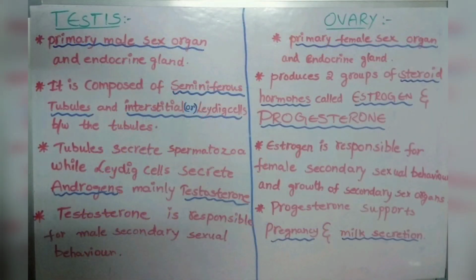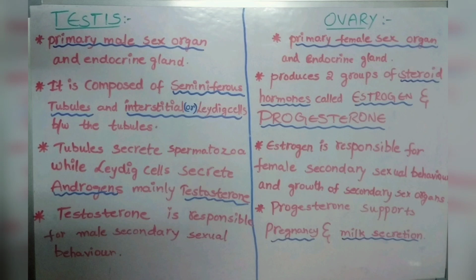The next kinds of endocrine glands are the testis in male and the ovary in female. The testis acts as the primary male sex organ and also an endocrine gland. It is composed of the seminiferous tubules and the interstitial cells, which are also called Leydig cells. These interstitial cells or Leydig cells are located between the seminiferous tubules. Tubules secrete spermatozoa while Leydig cells secrete androgens, mainly testosterone. Testosterone is responsible for male secondary sexual behavior.